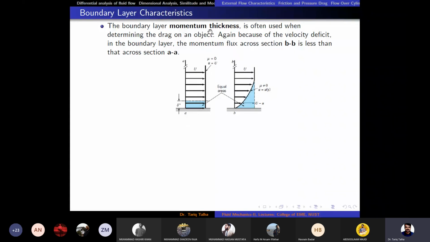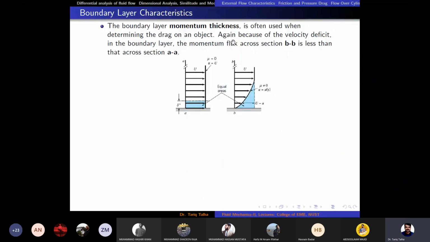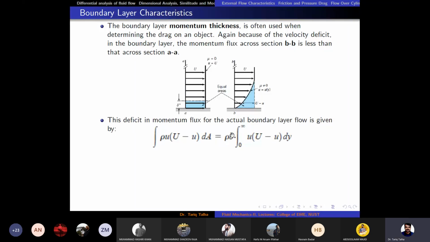The boundary layer momentum thickness is often used when determining the drag because of the velocity deficit in the boundary layer. The momentum flux at cross section BB. In the displacement thickness, we talked about mass flow rate, and here we are talking about momentum flux. So this momentum flux deficit can be equated. We know that momentum is mass flow rate times velocity, so that is something we have done here: we have multiplied the mass flow rate with the velocity.